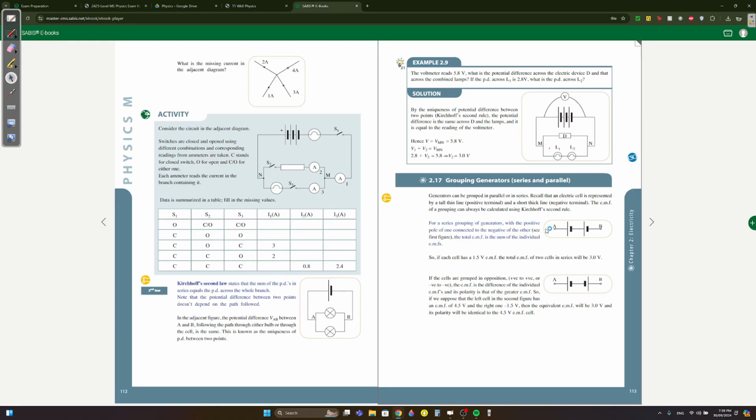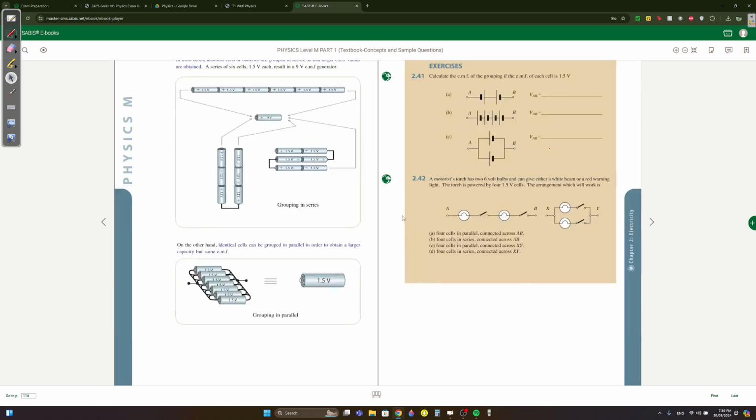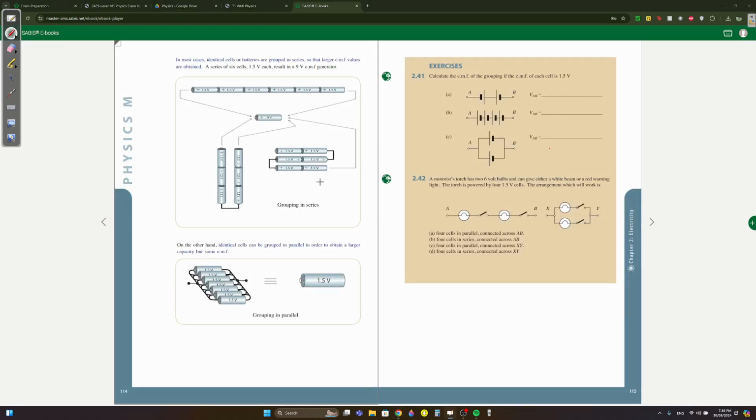Kirchhoff's law, grouping generators. Okay, هيدا البارallel هون. هيدا بالseries, you connect it like this, right? Positive, negative, positive, negative, positive, negative. You get the total 9 or whatever, how many you have. Hon, if you connect it in parallel, you're gonna get the total is 1.5 volts, but it's just a larger capacity. Okay? Because you have so many batteries now. Okay. خلاص هيك بنكون خلصنا.